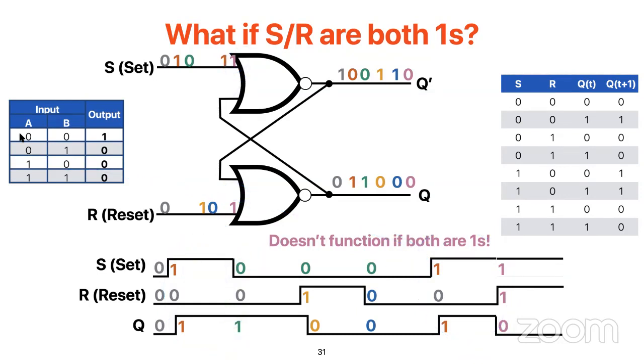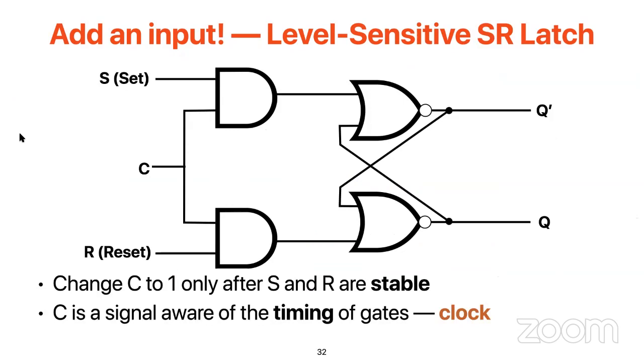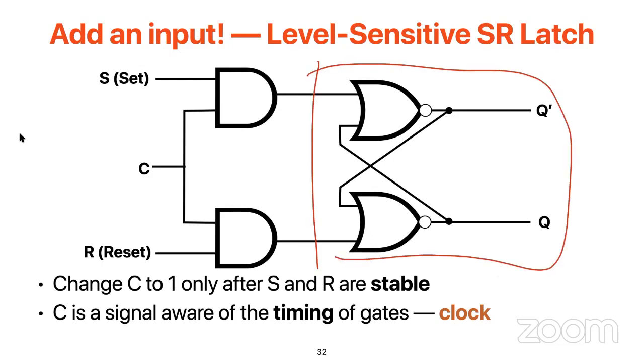So how do we solve this issue? The solution is this. This part is the original SR latch, right? But if we want to prevent the occurrence of both being 1, we create another signal called C here. And we change C to 1 only after S and R are stable, right?